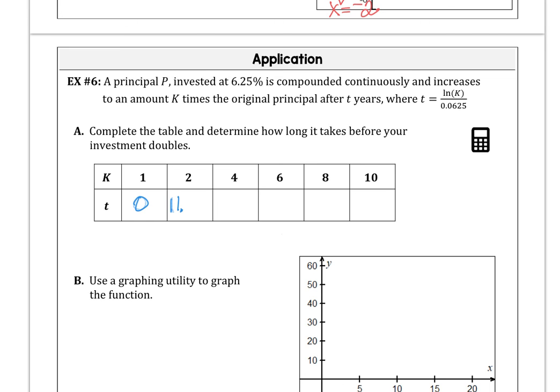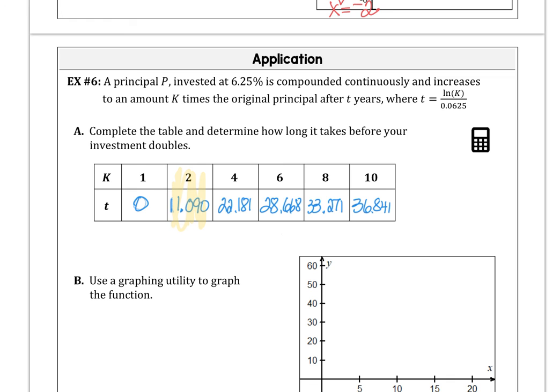We've got 0, 11.090, 22.181, 28.668, 33.271, and 36.841. How long does it take before your investment doubles? It looks like in the second column, right here, about 11.09 years.